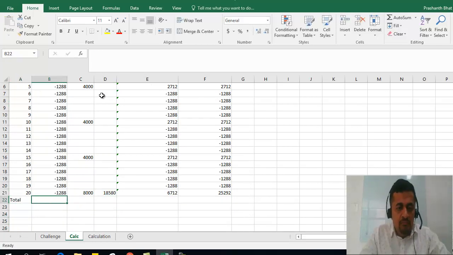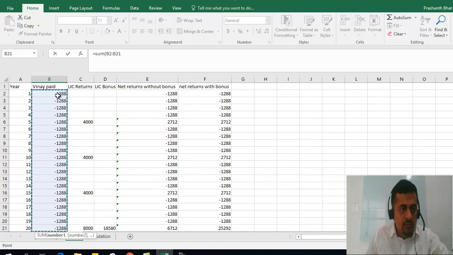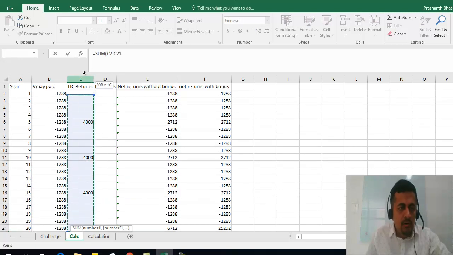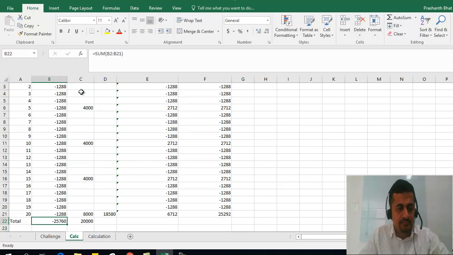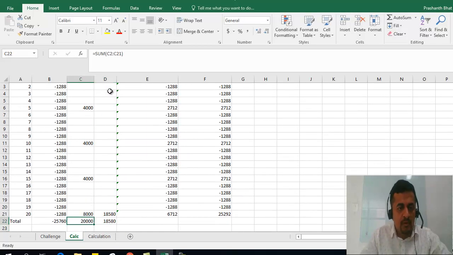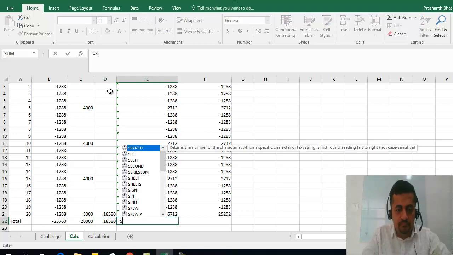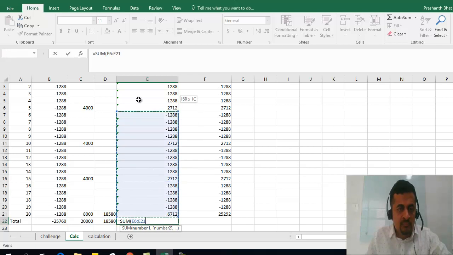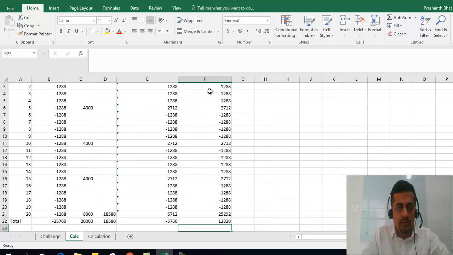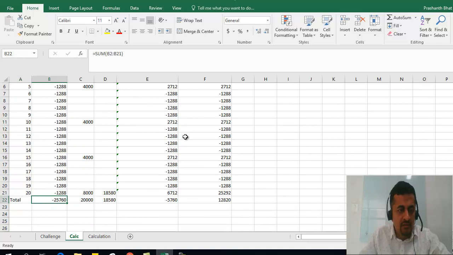What is the total money Vinay paid? I'm going to sum this. So you know, in 20 years he paid 25,000. What he got in terms of sum assured? 20,000. What he got in terms of bonus? 18,000. This is going with bonus. This is the total amount got. In 20 years, Vinay had invested 25,760 and the sum assured was 20,000, which he got at the end of 20 years.